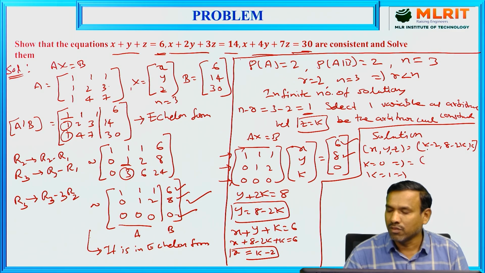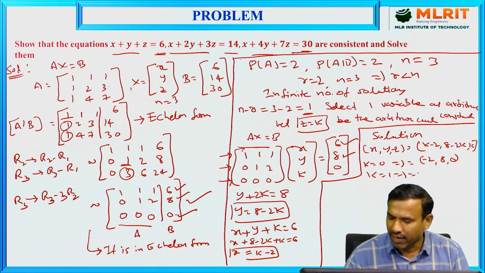So that is 0 minus 2 minus 2, 8 minus 0, 8, 0. One solution. Suppose you are writing x as k, k is equal to 1. 1 minus 2 minus 1, 8 minus 1, 8 minus 2 into 1, 8 minus 2, that is 6. Right? And k minus k is equal to 1. This is the one solution.